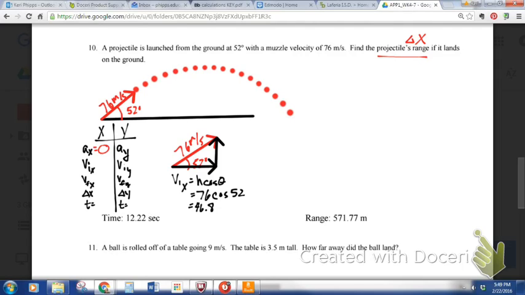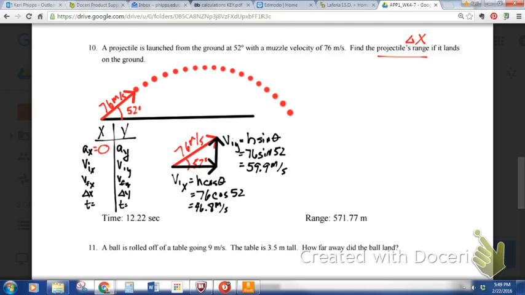We're going to do the same thing on the y. Our initial velocity in the y, this component, is opposite the angle, so we're talking about sine. Our initial in the y is the hypotenuse times the sine of theta, or 76 times the sine of 52. That value is 59.9 meters per second. We're going to use this and put it over here.